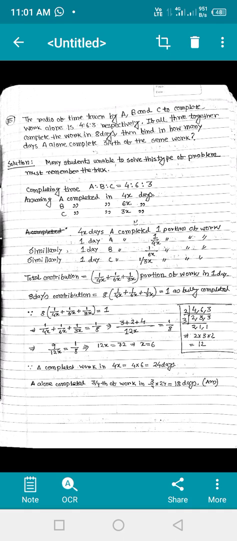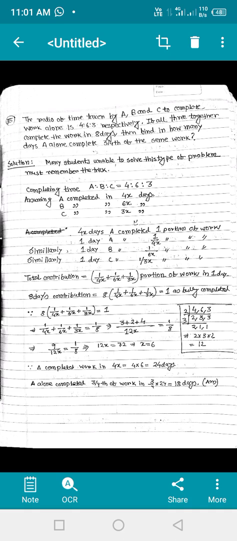Solution: the completing time of A, B, C is in the ratio 4 is to 6 is to 3. Assuming A completes the work in 4x days, B completes the work in 6x days, C completes the work in 3x days. Therefore, in one day A completes 1 by 4x portion of work, B completes 1 by 6x portion of work, and C completes 1 by 3x portion of work.